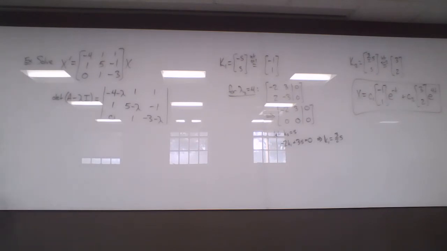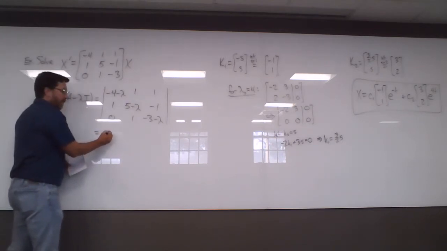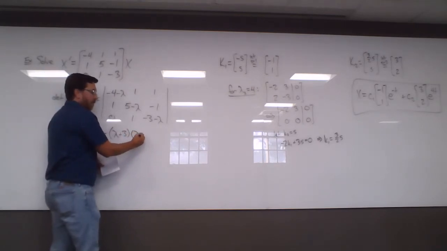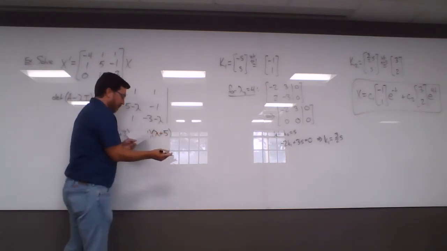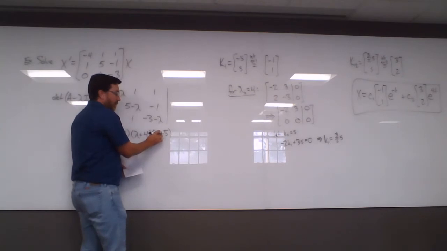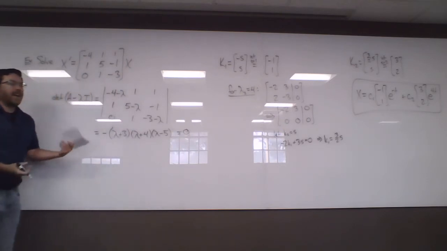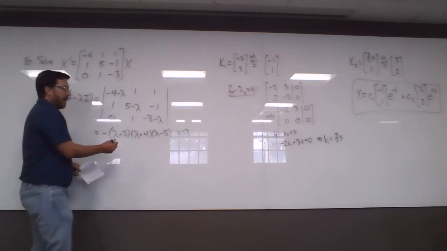In fact, I think even on WebWork, many of the problems will give you the eigenvalues for the most part too. So this ends up coming out to a simplified form, I believe, -(λ+3)(λ+4)(λ-5). Set that equal to 0, and the eigenvalues that you get out of this will just be -3, -4, and 5.